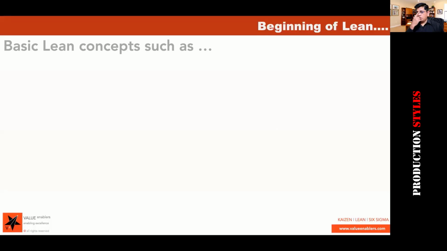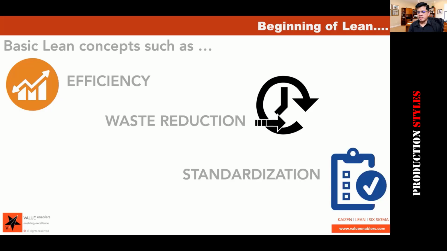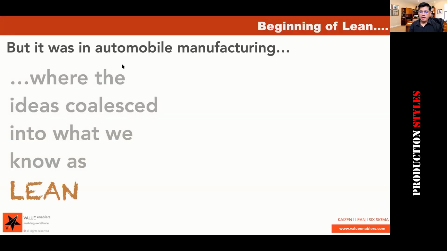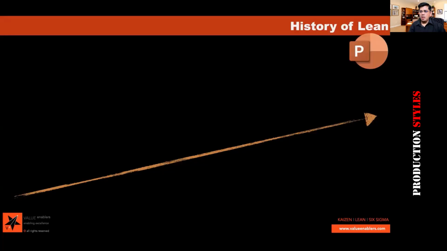But then the basic concepts such as efficiency, waste reduction, and standardization, we have known around for ages. But it was in automobile manufacturing where it was coalesced into what we know as lean today. And various companies have adopted this philosophy. All right. So let's see the history of lean here. I'll start going a little bit slow here.